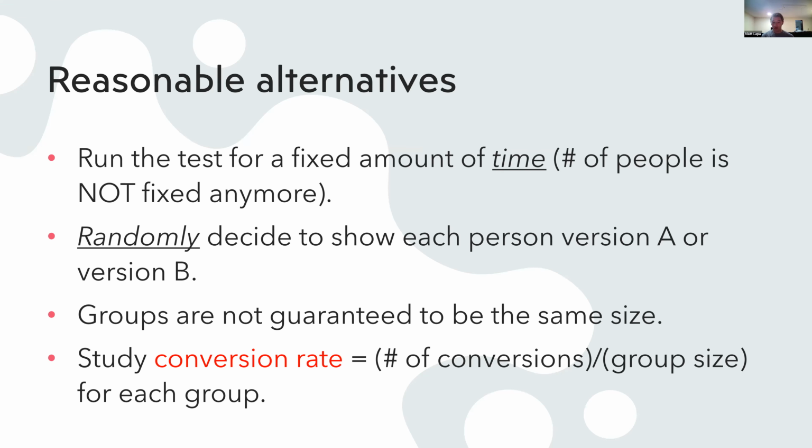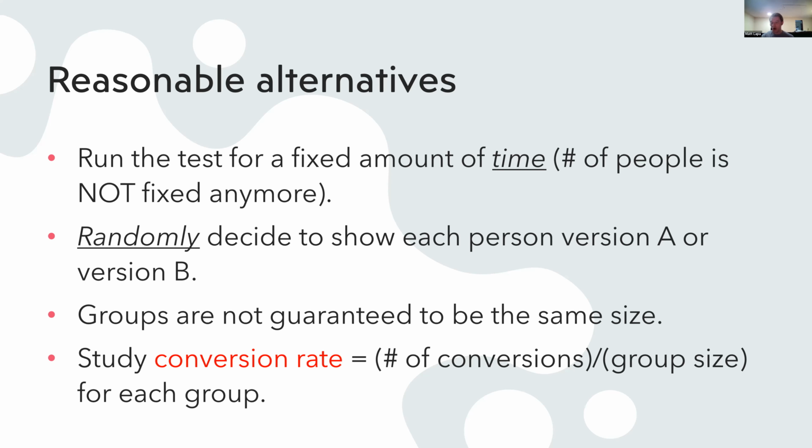If you think about flipping a coin 1,000 times, you probably won't get exactly 500 heads, but you'll probably get close to 500 heads. So the groups will be nearly the same size if you get enough people coming through. Since the groups won't be exactly the same size, instead of comparing the number of conversions between the two groups, you want to compare the conversion rate, which is the number of conversions divided by the group size, or the number of conversions as a percentage of the group size. We'll compare that between the two groups.